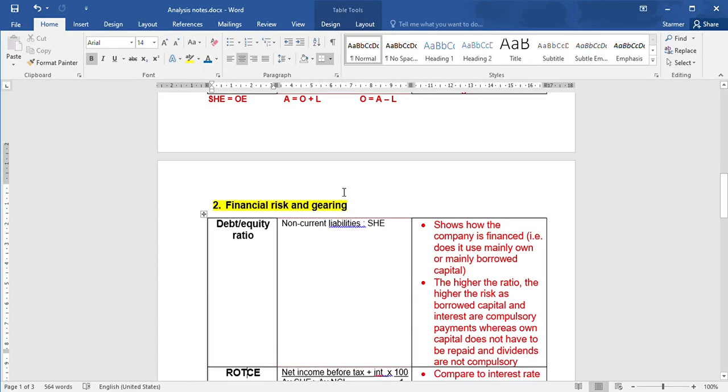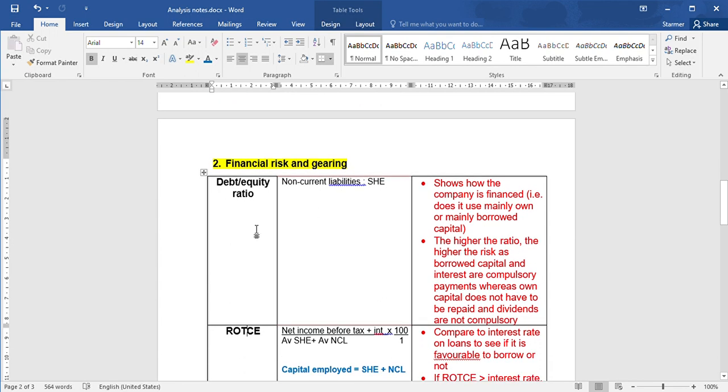Right, then moving on now to financial risk and gearing. There are two relevant calculations here. The first one is your debt equity ratio, where you take non-current liabilities to shareholders' equity. Now this is showing how the company is financed. In other words, is it relying mainly on borrowed capital or is it relying mainly on own capital? The higher this ratio, the higher the level of risk, because it means you've got more borrowed capital, it means you've got more non-current liabilities.